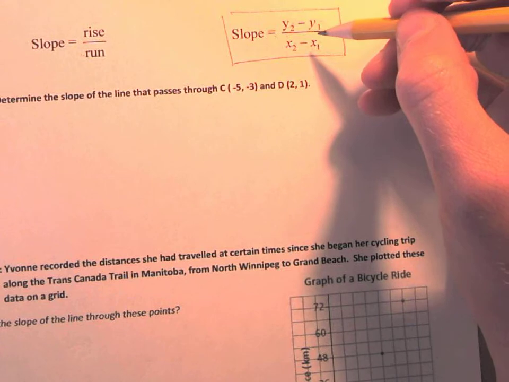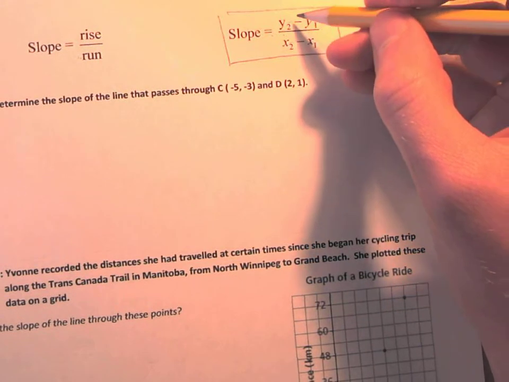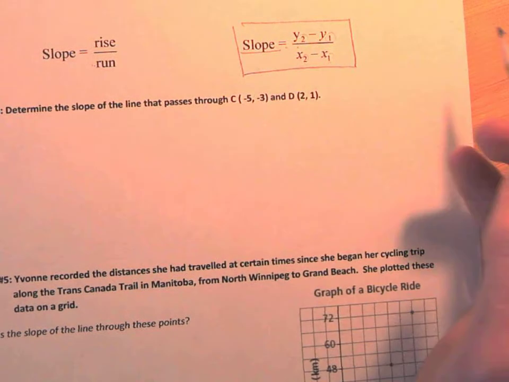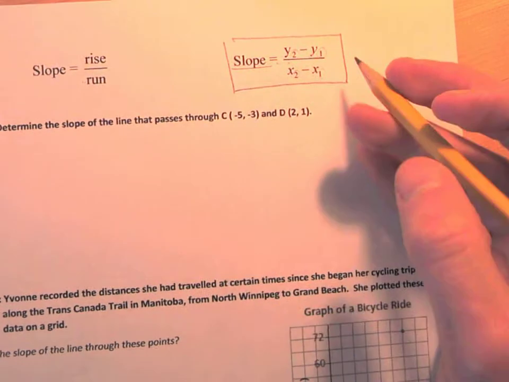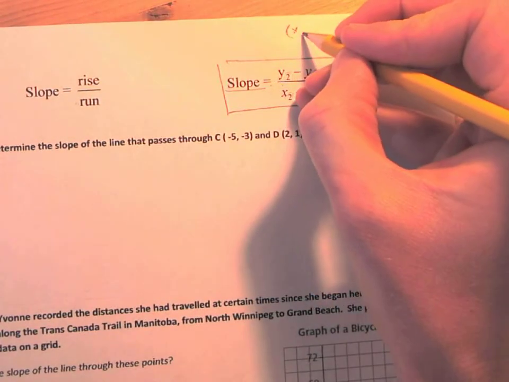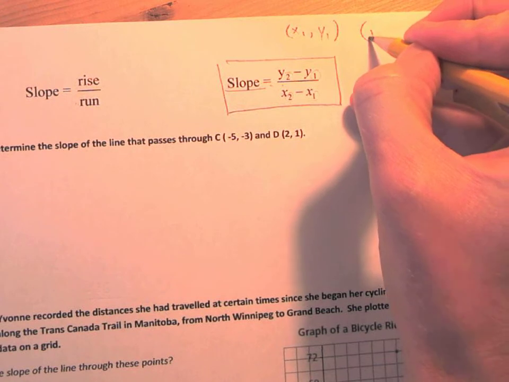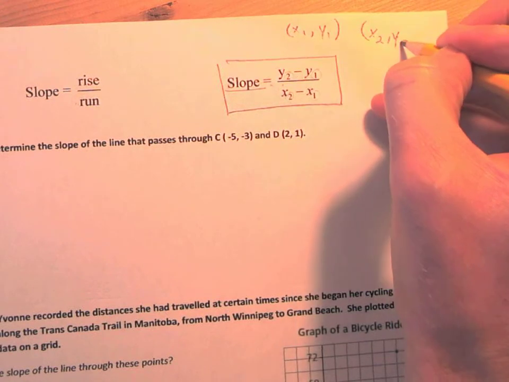So what we're going to do here is see an example and see how we can use this. But you can calculate the slope of any line if you are given 2 points. One point is called x1, y1, and then another point is called x2, y2.